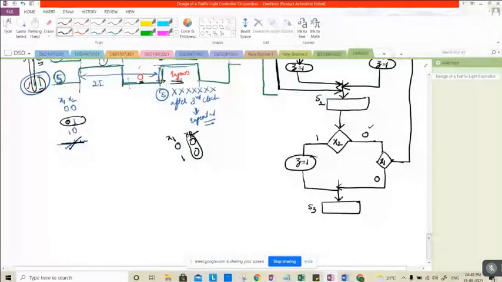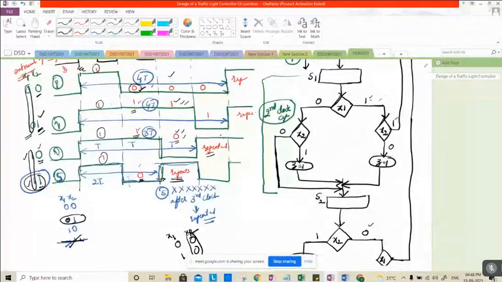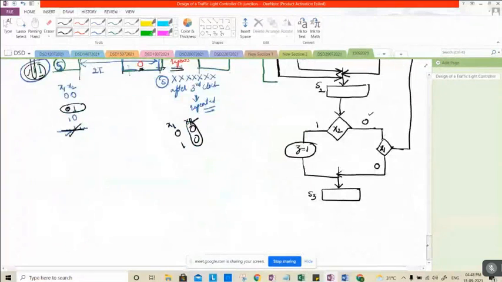Right, this is also done. So now, in the next state, that is in S4, in S3, do we know the outputs? Have we generated the outputs in S3 state? No, we haven't generated. Outputs are not generated in S3. We are supposed to generate in S3.